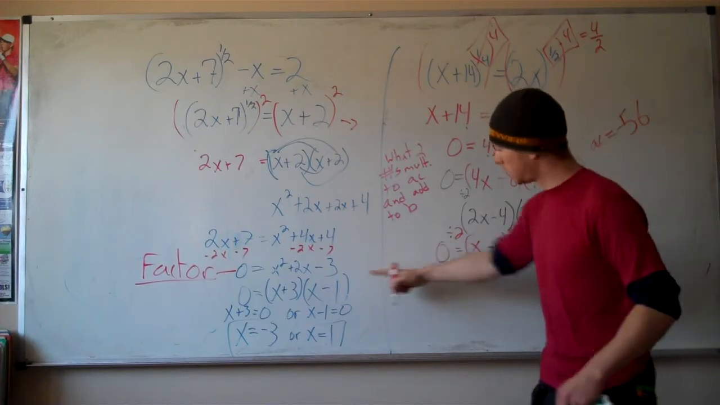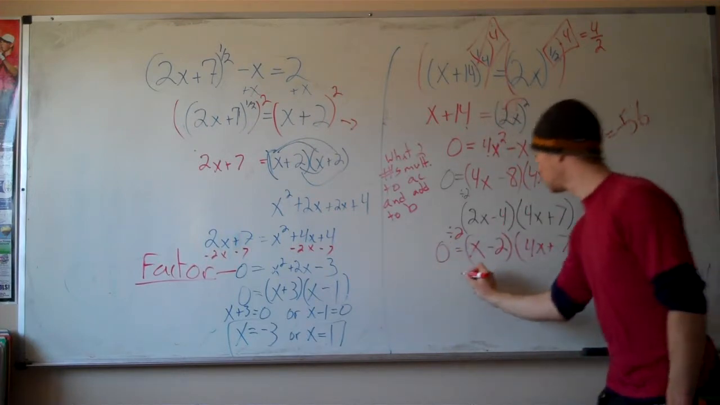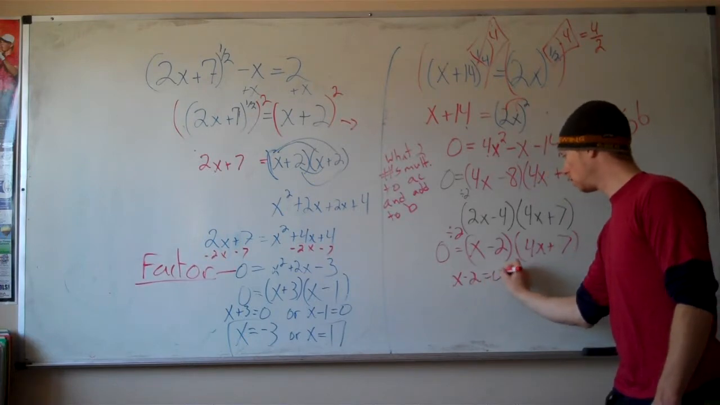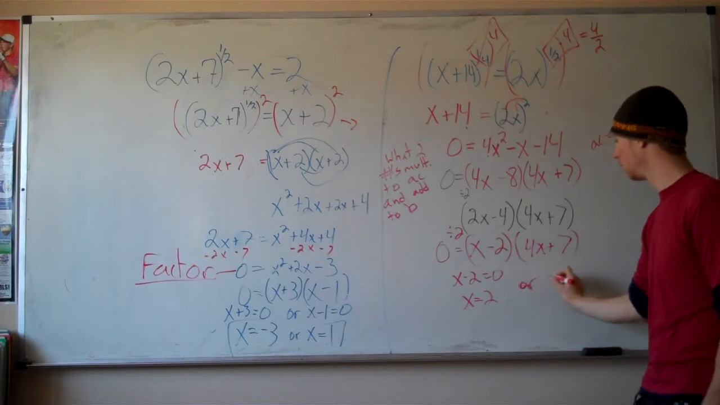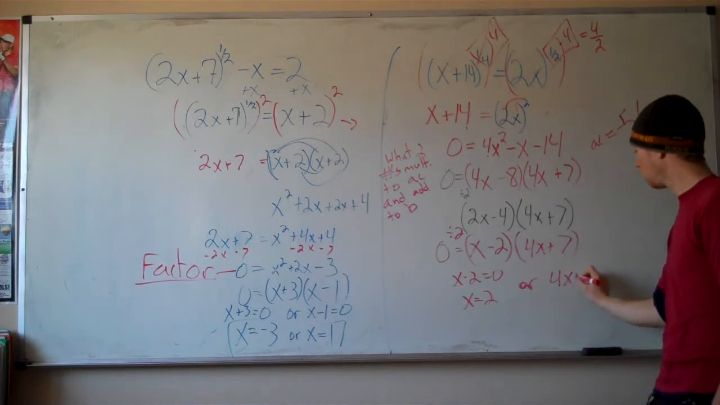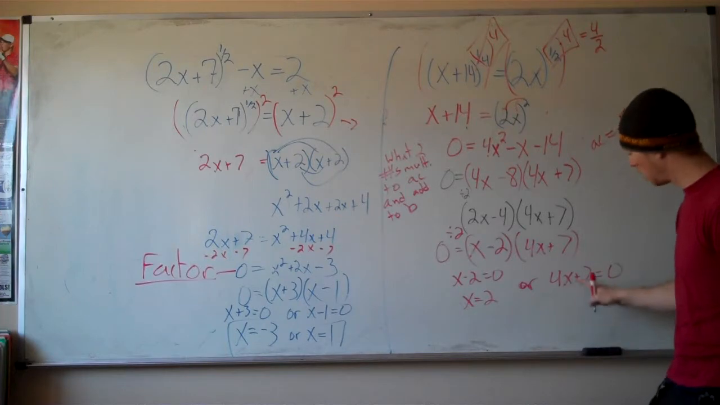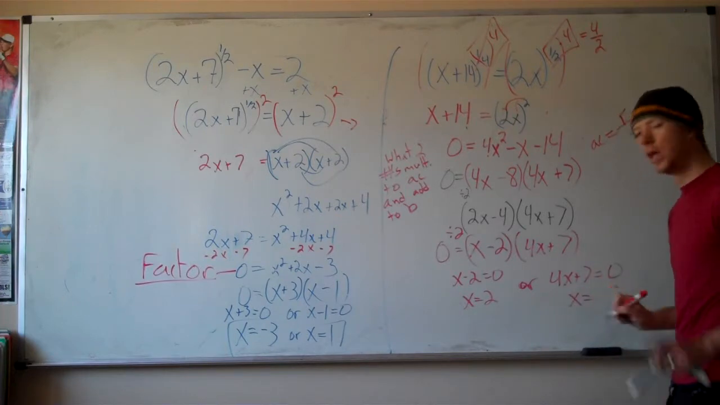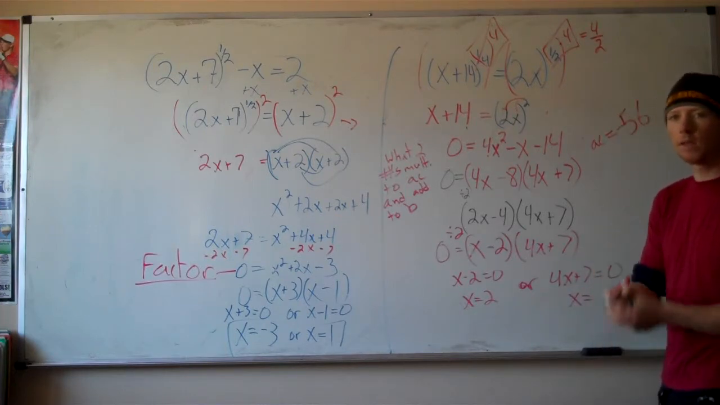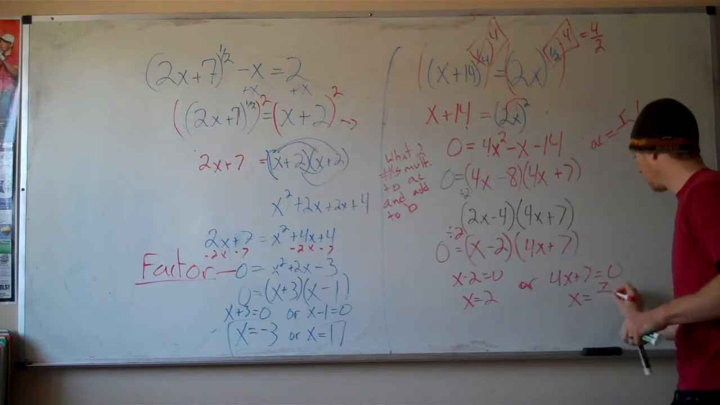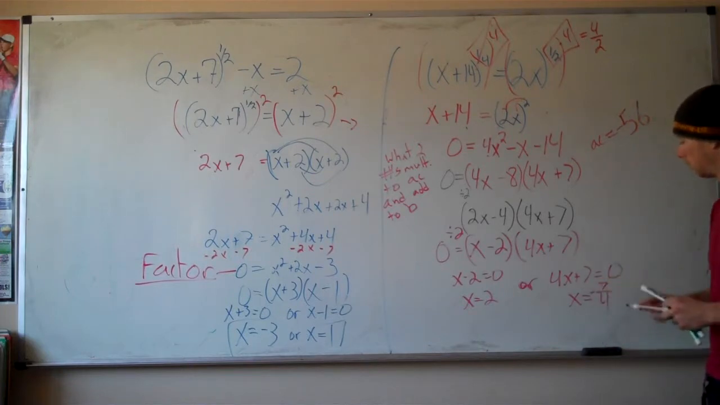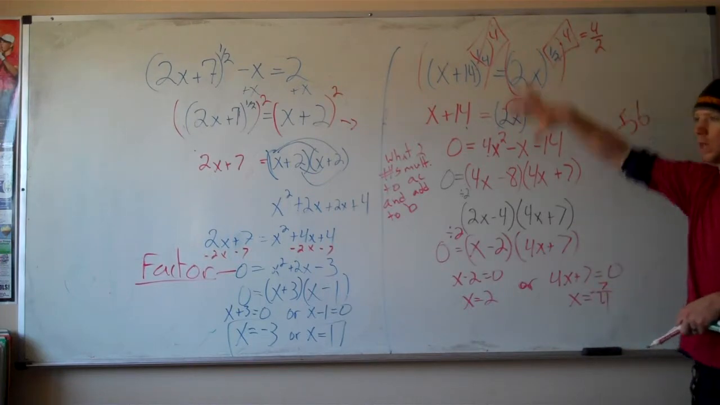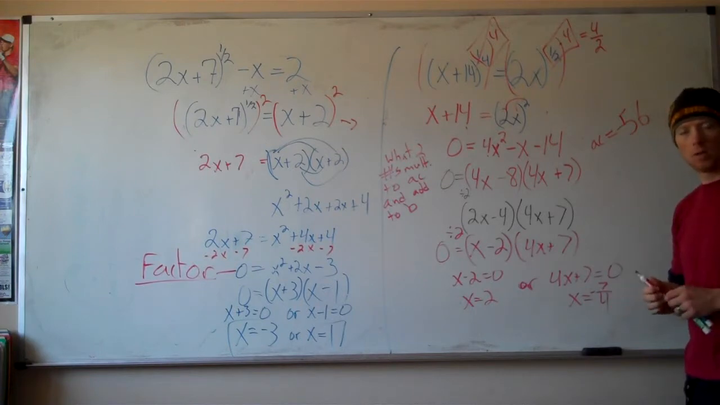At this point, we are down to what we had over here, and we can say either x minus 2 equals 0, which means that x equals 2, or 4x plus 7 equals 0. Subtract 7 and divide by 4, and I'm going to advise you to leave it as an improper fraction. And so that is going to give us -7 over 4. These are two different types of problems that you will see on your homework tonight, and hopefully this will help you.